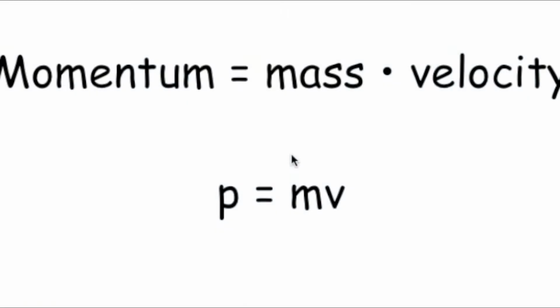So to find the momentum of an object, we use the formula momentum equals mass times velocity. The letter we use for momentum is a little p. So it's little p, momentum, equals mv, mass times velocity. Make sure your mass is in kilograms and your velocity is in meters per second. The units for momentum will just be kilogram meters per second.